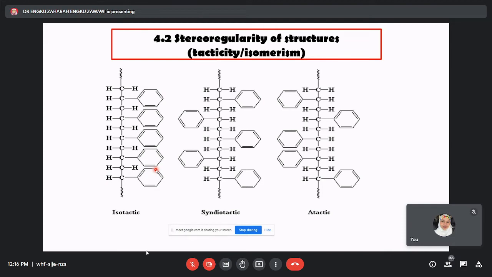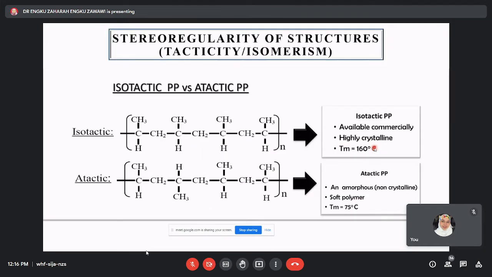So we have the isotactic arrangement of the benzene ring, syndiotactic and atactic in the case of polystyrene. So isotactic PP, for example, versus the atactic PP. For the isotactic, the arrangement is available commercially. If we look, it is indicated by a small i.